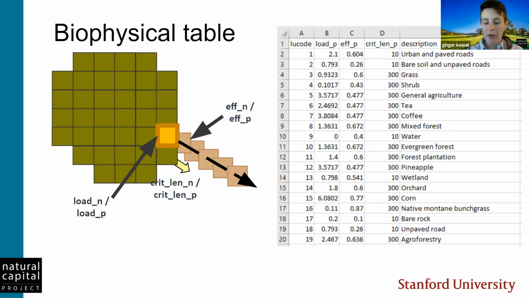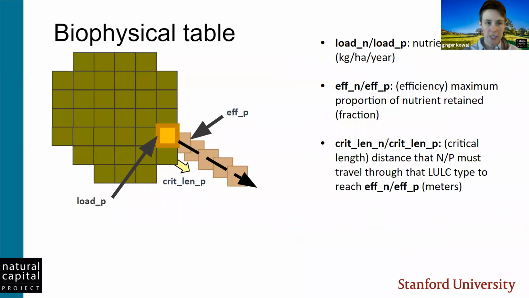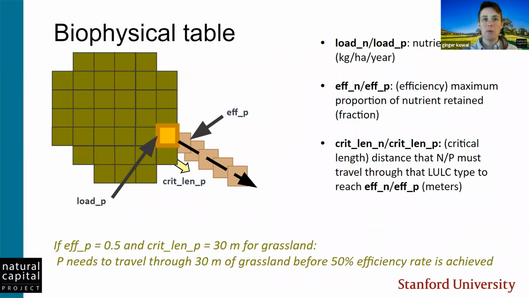Let's illustrate those values and how they work together to calculate retention. So, for example, for a given land cover type, let's say for grass, if the effective efficiency value is 0.5 or 50%, and the critical length is 30 meters, then that means that phosphorus must flow across the landscape through 30 meters total of grassland before that 50% retention is achieved. So that's where those biophysical table coefficients come into play.